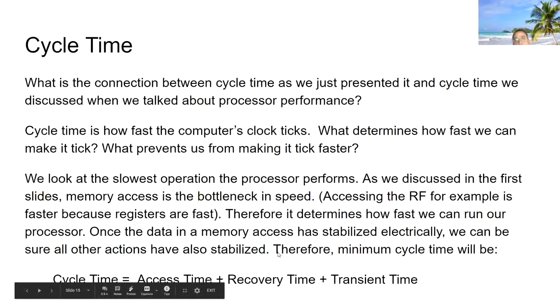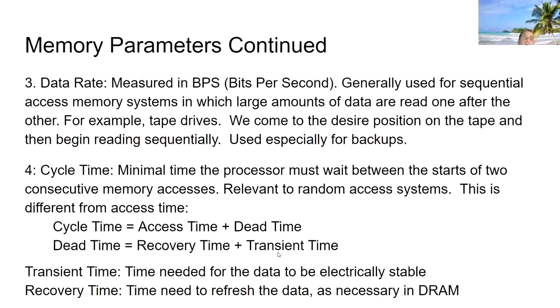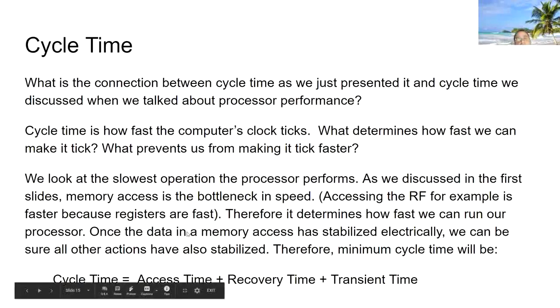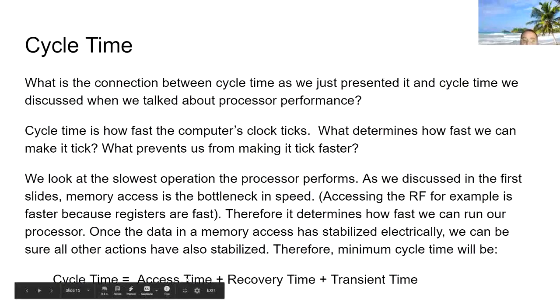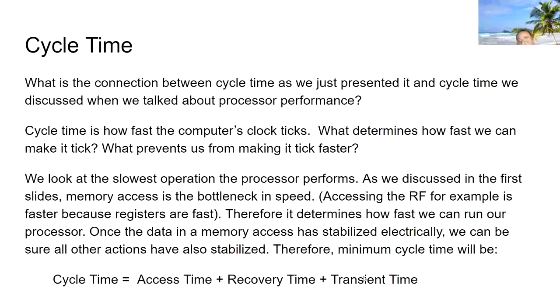Okay, so cycle time. Here I just explained, in words, what I just told you. The RF, for example, is fast. But the memory is slow, and therefore it will determine the cycle time. And the cycle time is the access time plus the recovery and the transient, just like we saw in the previous slide.